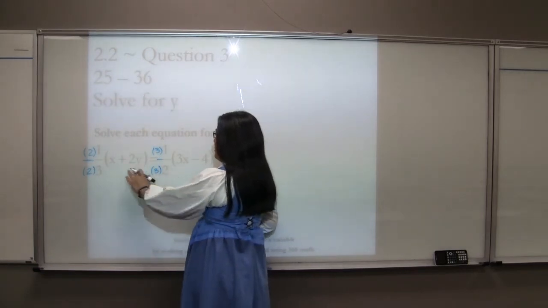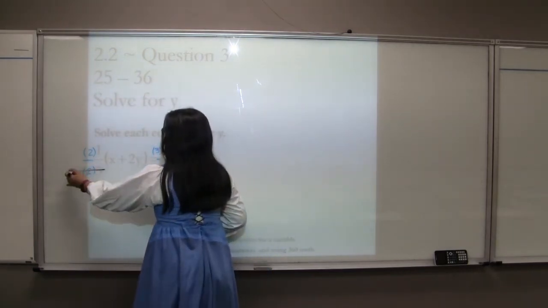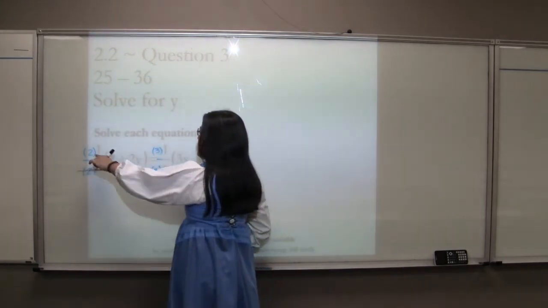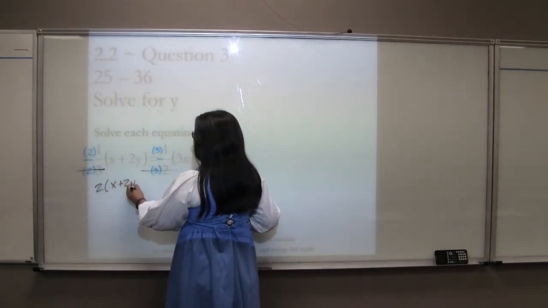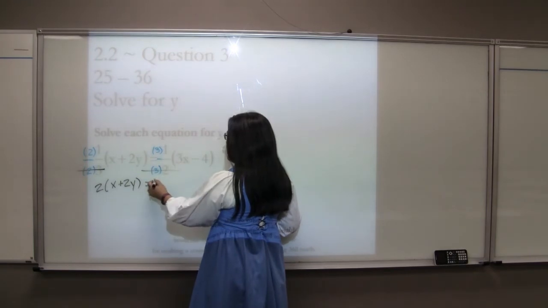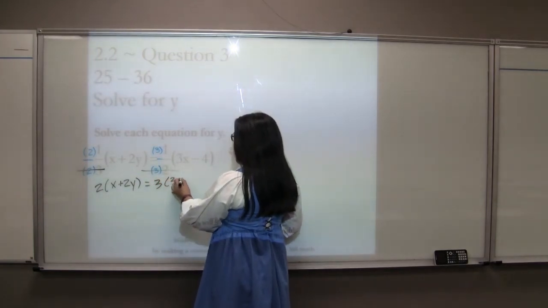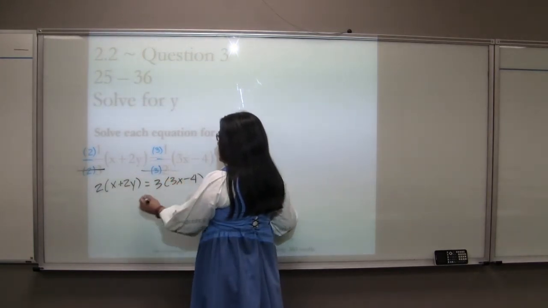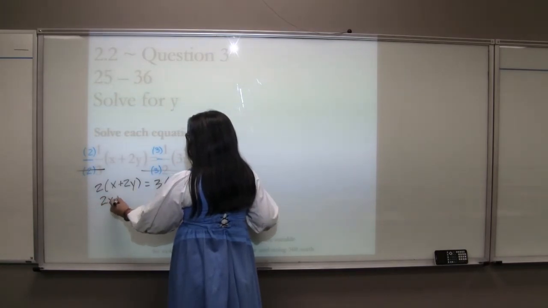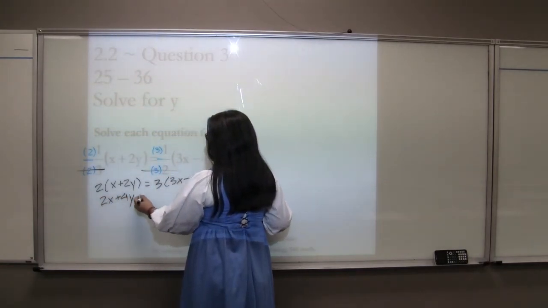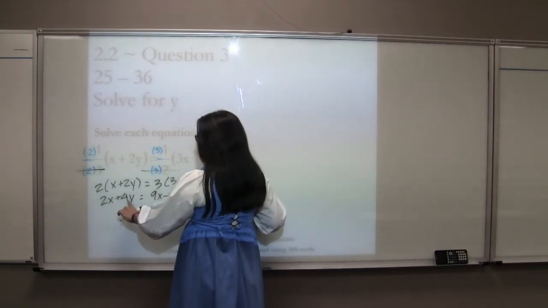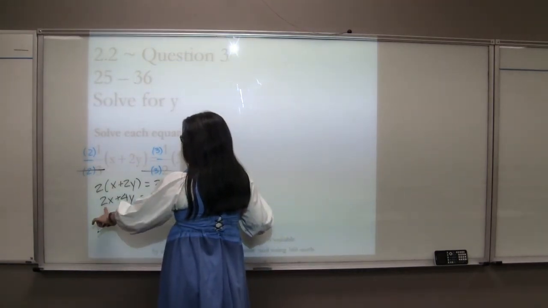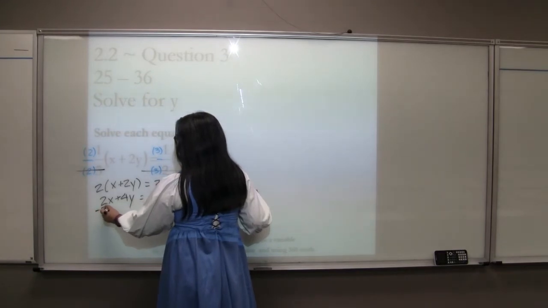Now that we have common denominators and an equal sign, pew-pew, they're gone. 2 times 1 is 2 times x plus 2y. And 3 times 1 is 3 times 3x minus 4. We're going to use the distributive property from chapter 1. Now, we need to isolate the y. So the x term has to move to the other side.